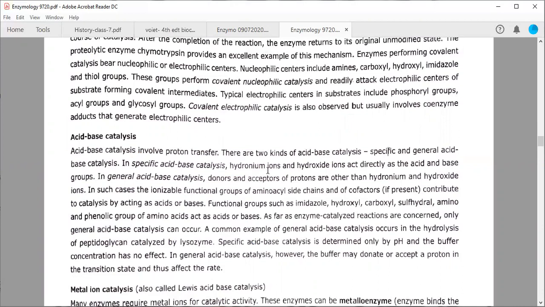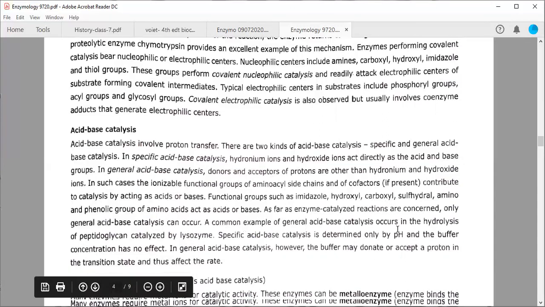Everything given is the same as what we have discussed. In general acid-base catalysis, donors and acceptors of protons other than hydronium ions and hydroxide ions are involved. In such cases, the ionizable functional groups of the amino acyl side chains and of cofactors present contribute to the catalysis by acting either as acids or bases. So we will see how this is going to affect the case of lysozyme.